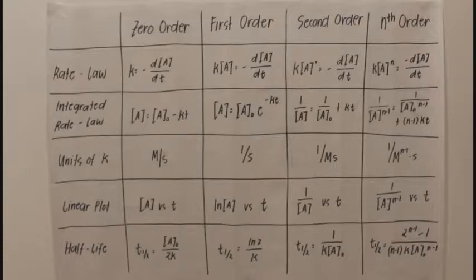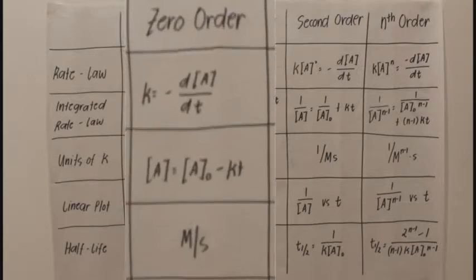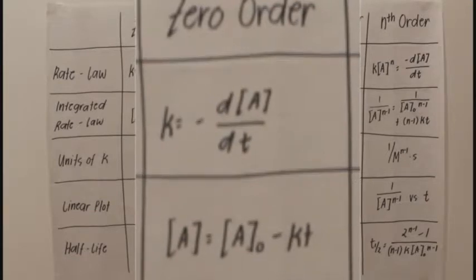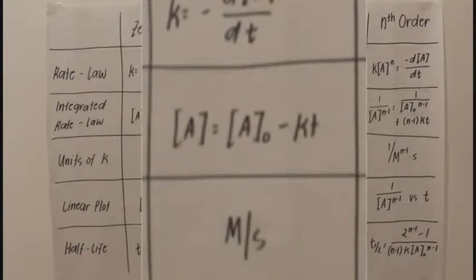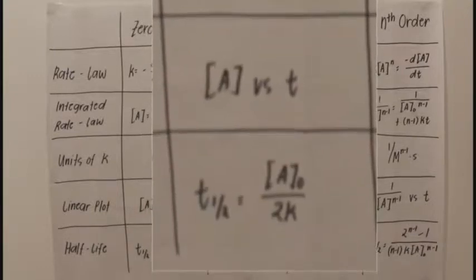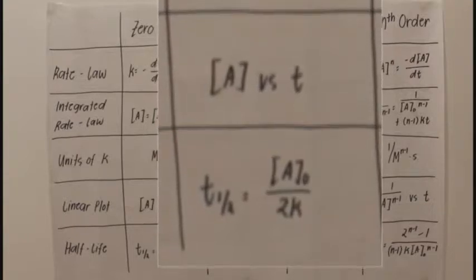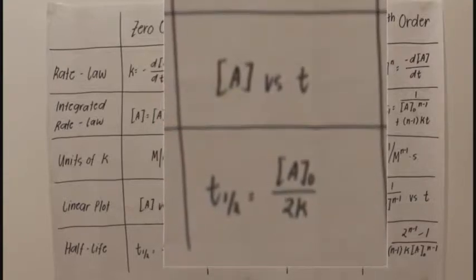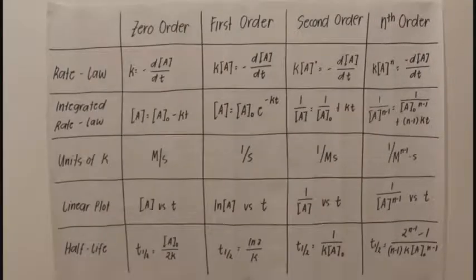Let's start with the zero order. The rate law expression of this order is where K is equal to negative change in concentration divided by time. For the integrated rate law expression, the concentration is equal to the initial concentration minus the constant multiplied by time. The units of K is meter per second. For the linear plot, concentration is plotted relative to time, and the half-life is equal to the initial concentration divided by 2 multiplied by K.